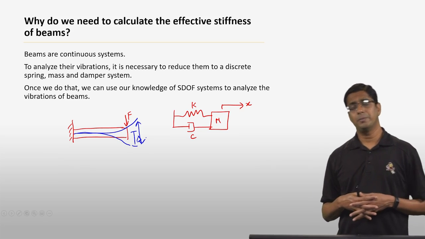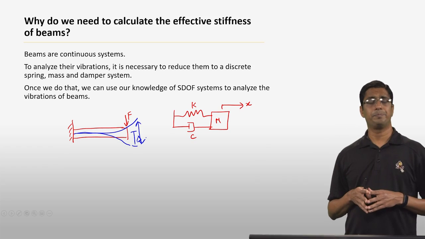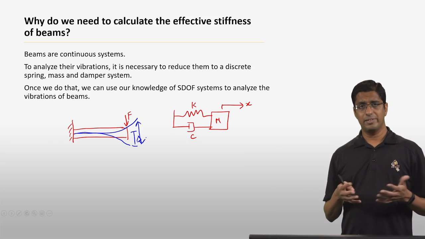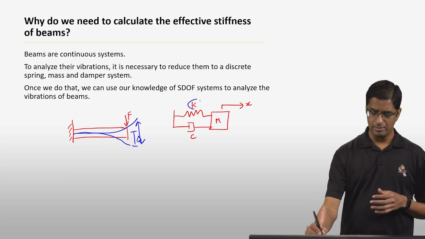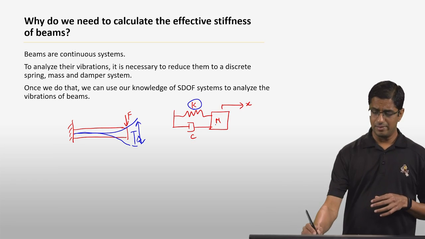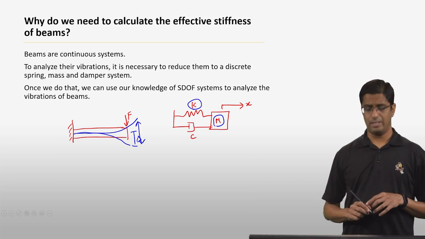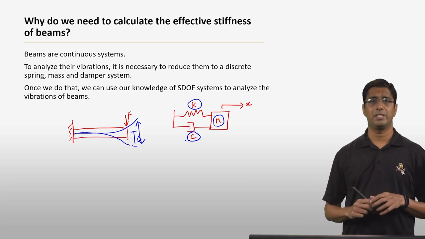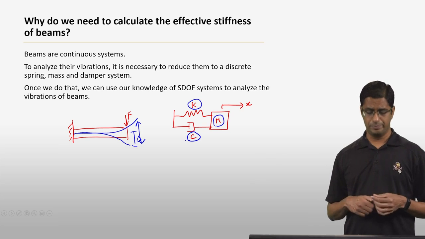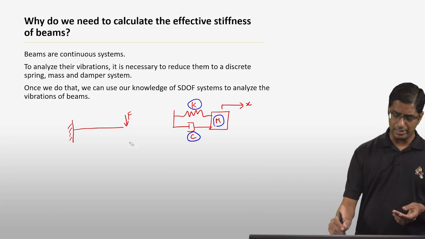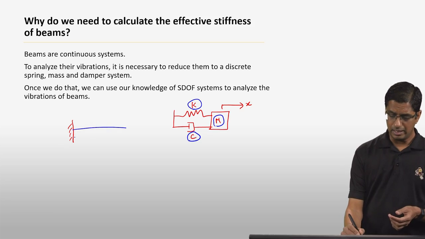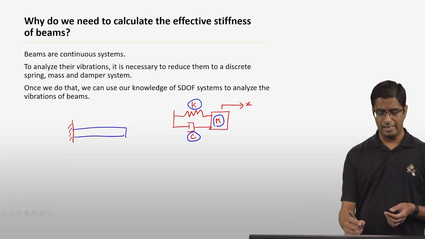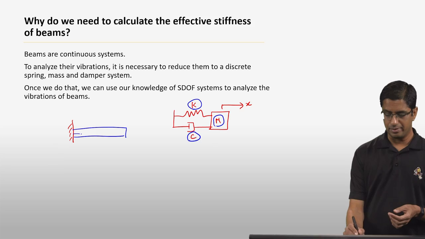Now if you think about this cantilever, what is the stiffness of this cantilever? What is this K for this cantilever? What is the mass for this cantilever? And what is the damping constant for this cantilever? It is not so clear, right? The reason it is not so clear is because if you look at this cantilever, even as it vibrates, it takes a shape like this.